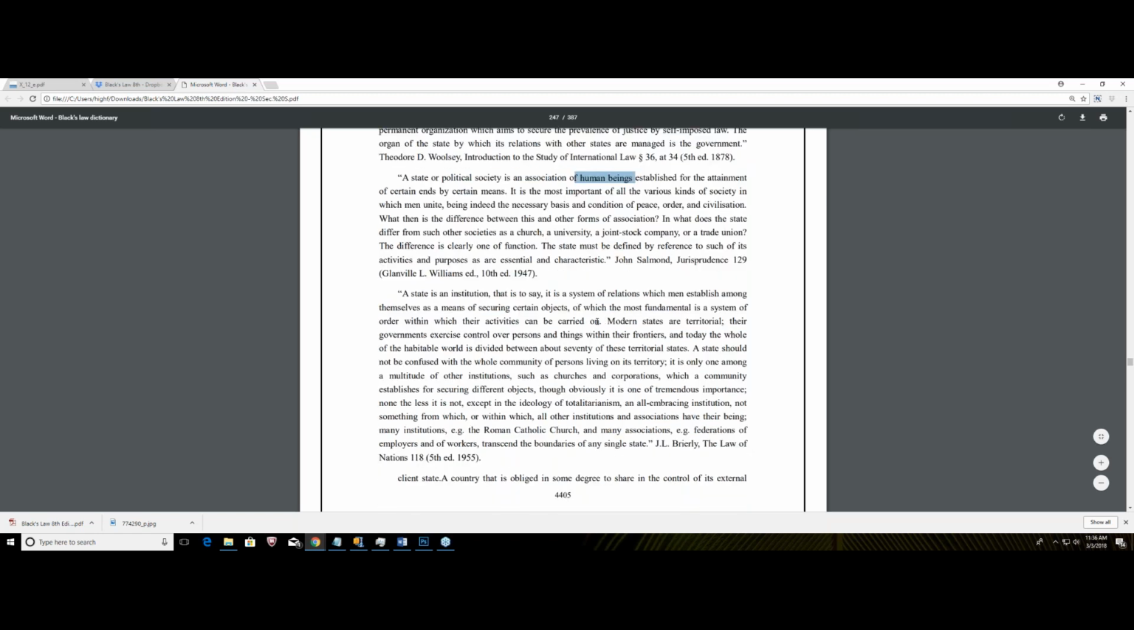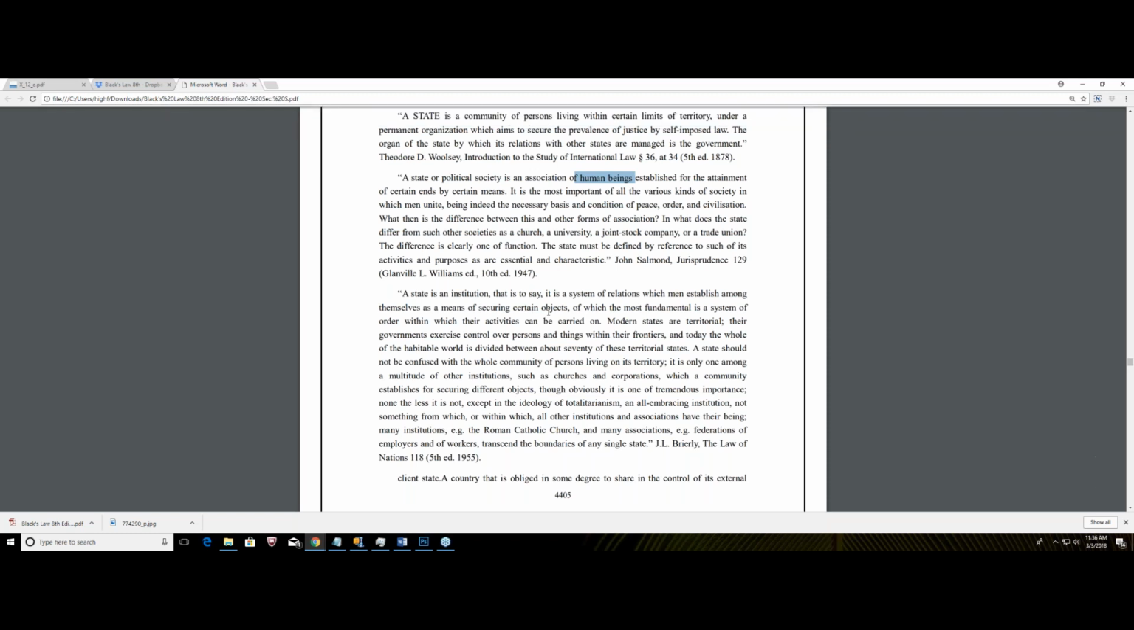And as John Salmond says, a state is an institution, that is to say, it is a system of relations which men establish among themselves as a means of securing certain objects, of which the most fundamental is a system of order within which their activities can be carried on. Modern states are territorial. Their governments exercise control over persons and things within their frontiers. And today, the whole of the habitable world is divided between about 70 of these territorial states.